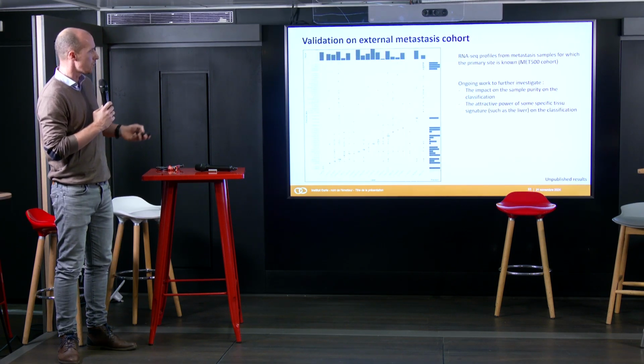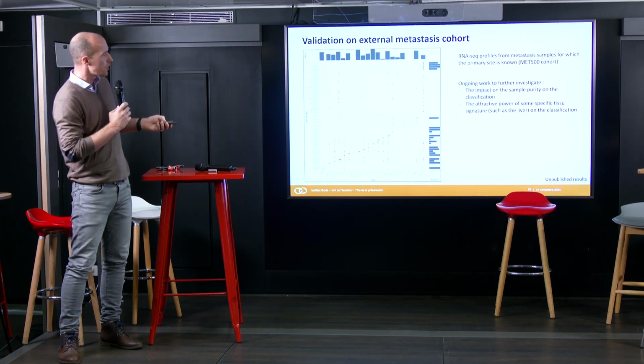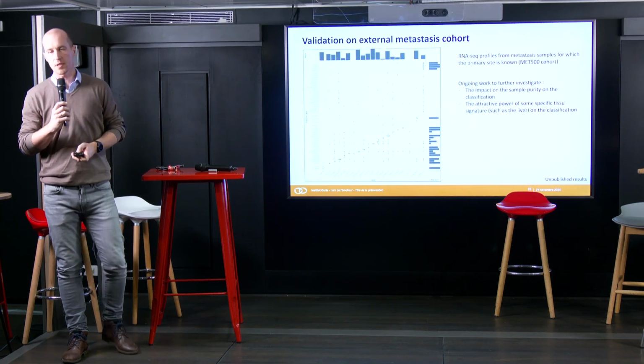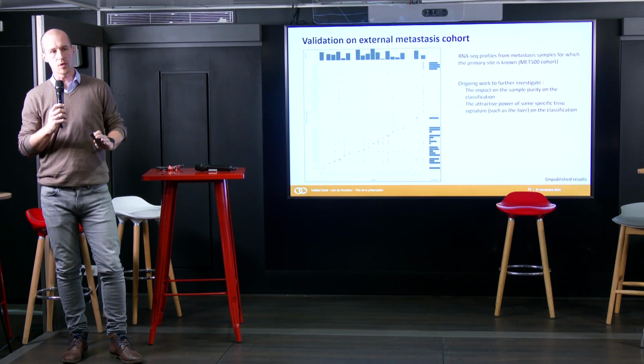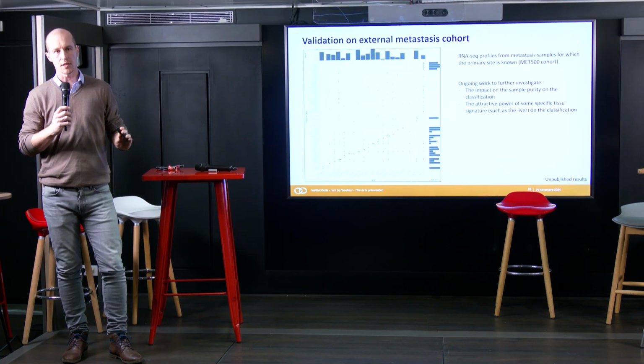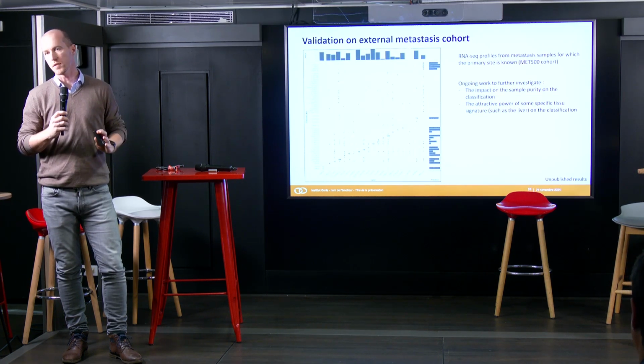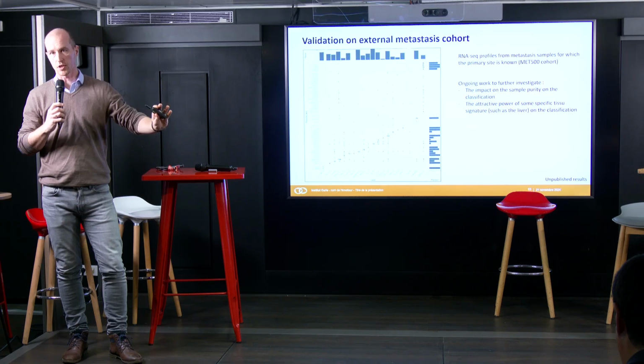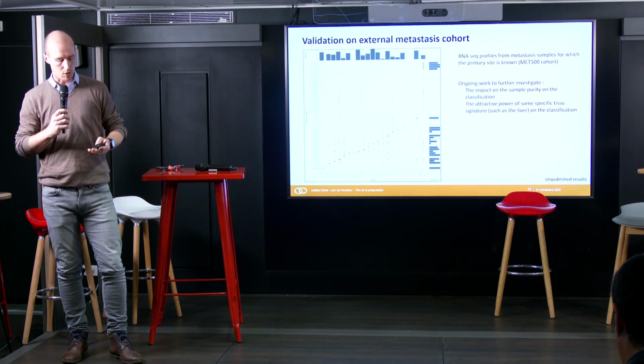The purity, this is what I just showed you. We have another issue with the liver, which is a very specific organ. Basically, the liver is completely different from all the other organs, and each time you have a metastasis in the liver, most classifiers will tell you that this is just a liver signature, and so we are not able to find the primary tumor.